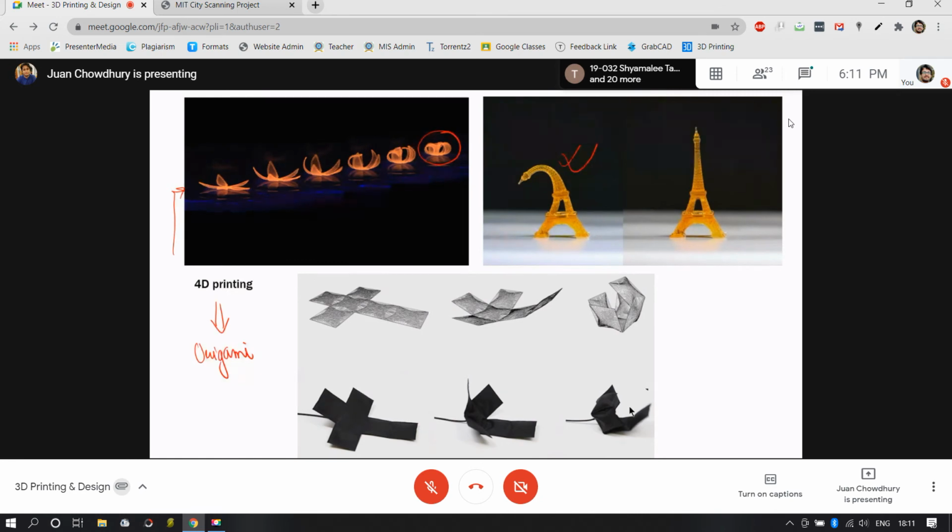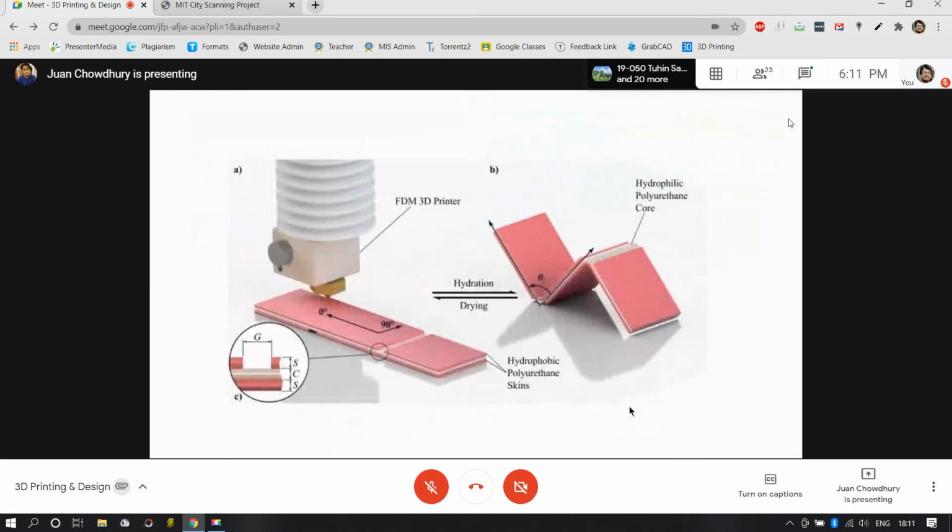Okay, so another application is when you are printing a composite, you can use our FDM technology for the same. Okay, and then you can load different layers, one of them which can be a hydrophilic polyurethane core. Okay, and then based upon the amount of water that is present, these will contract and extend.